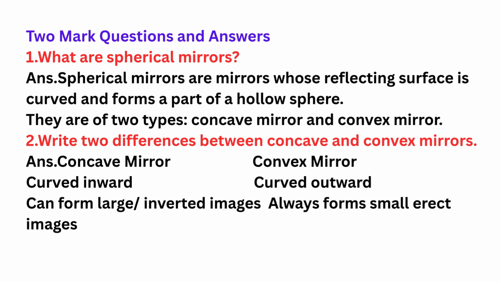Question number 2. Write two differences between concave and convex mirror. Concave mirror is curved inward, convex mirror is curved outward. Concave mirror can form large inverted images. Convex mirror always forms small erect images.